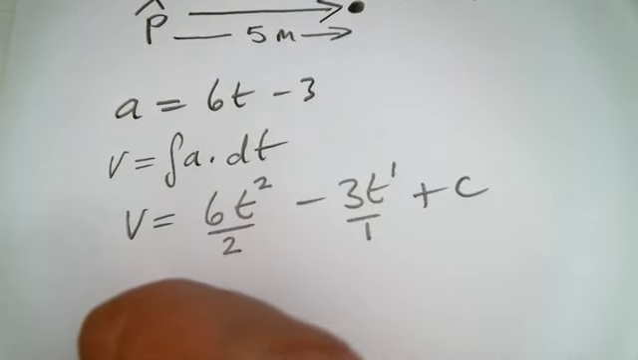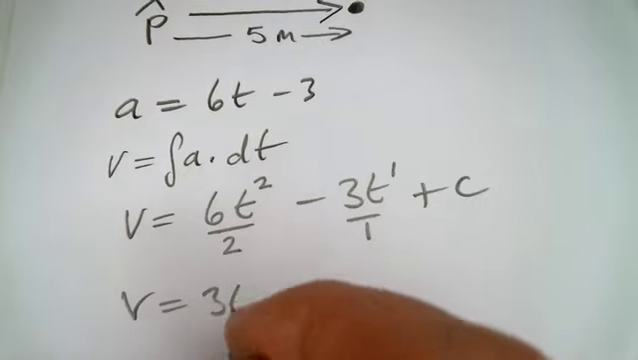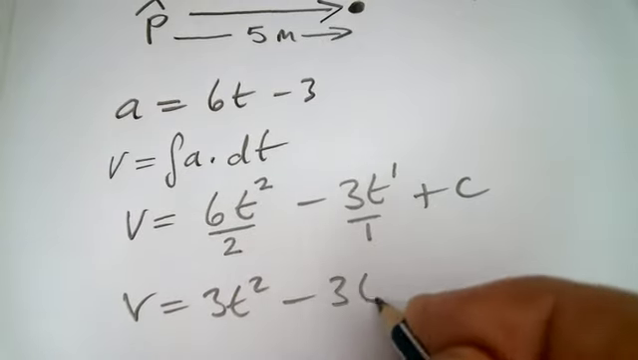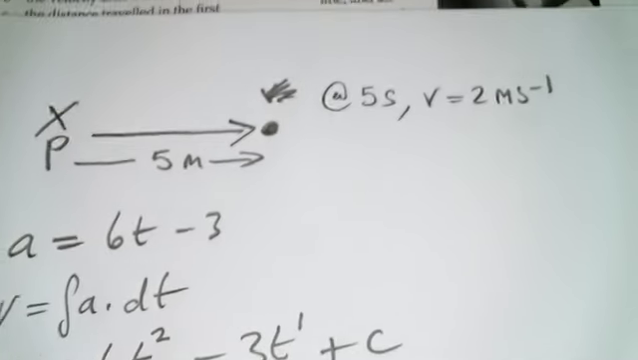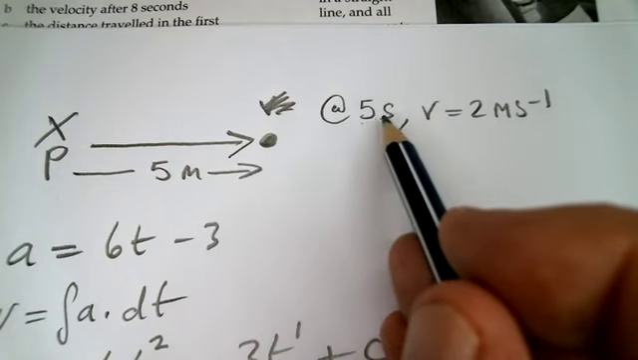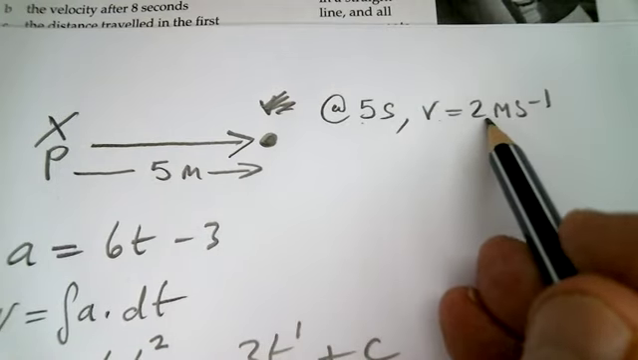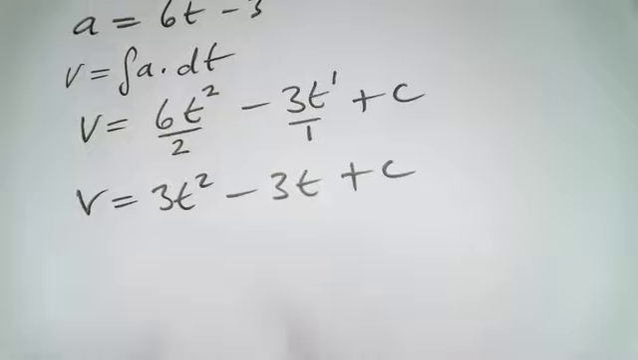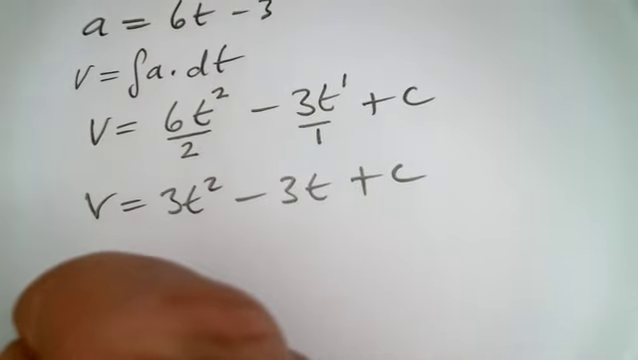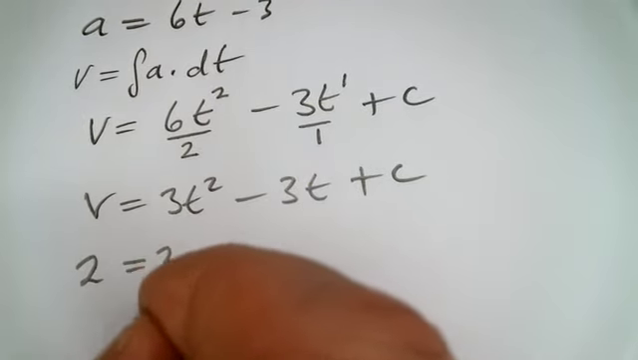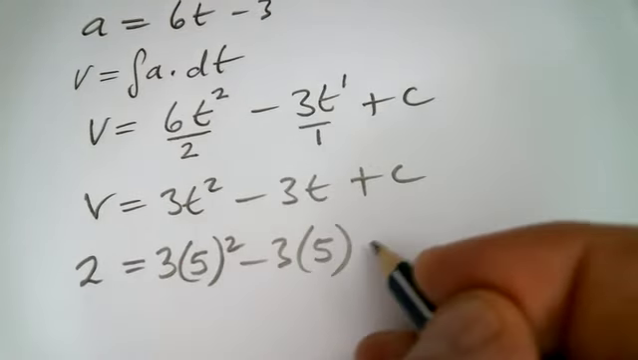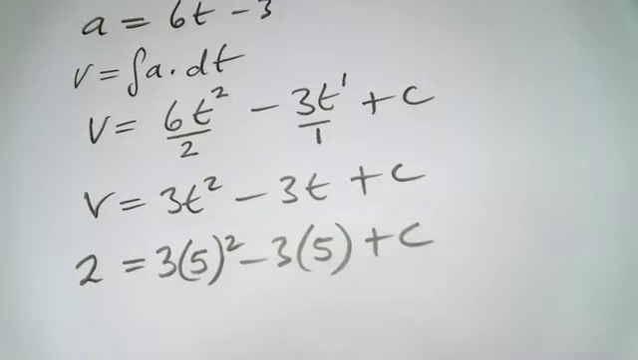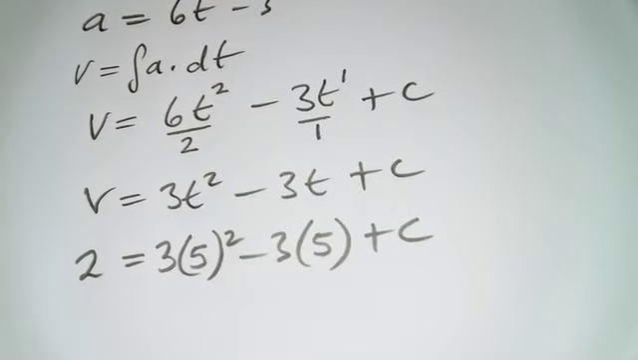So let's tidy this up a little bit. So v is equal to 3t squared minus 3t plus c. Now, in order to calculate the c, we do in fact have, at 5 seconds, velocity is 2 meters per second. So I'm going to make velocity 2, and I'm going to make t 5. So 3 times 5 squared, minus 3 times 5 plus c. And of course, by doing this, we're going to end up with a c value. Let's see what that is.